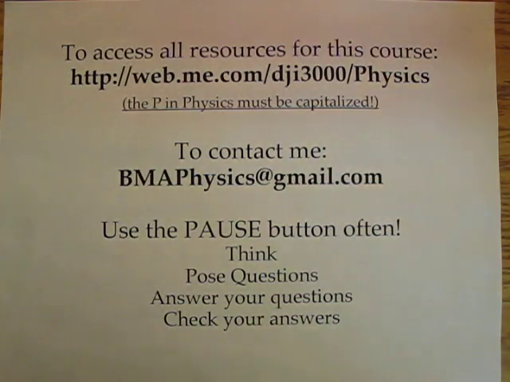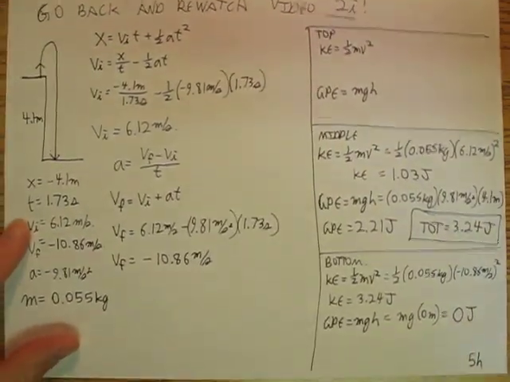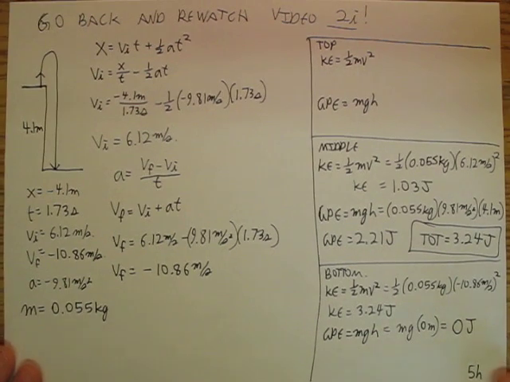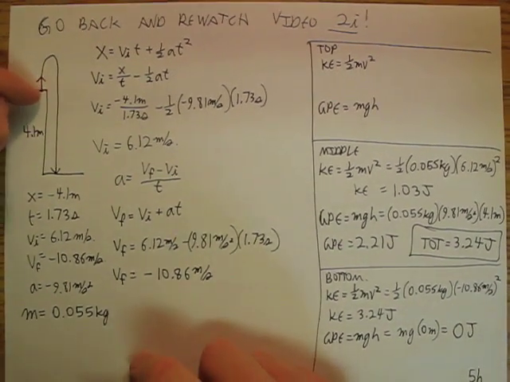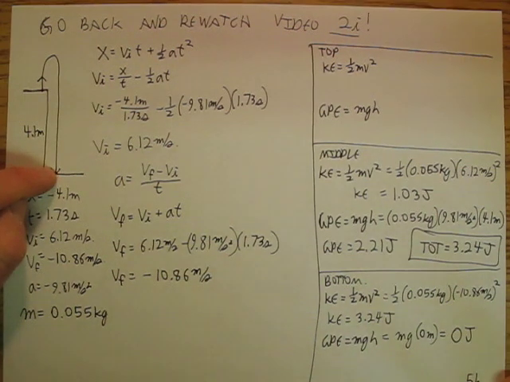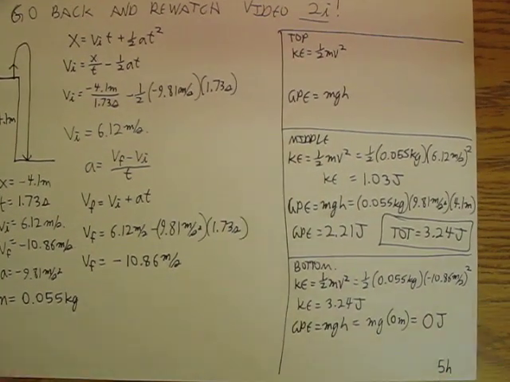Okay, so this is going to be the second part of the last problem I was doing. We were right here. We looked at video 2I, and that's a ball that starts at a balcony, goes up, and comes back down and lands on the ground. And what we just found was some conservation of energy.